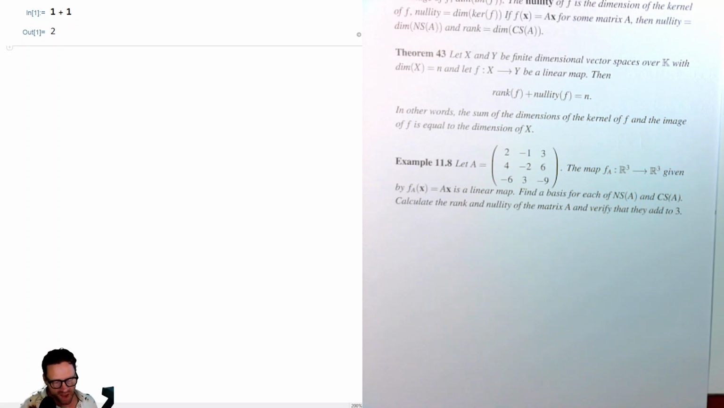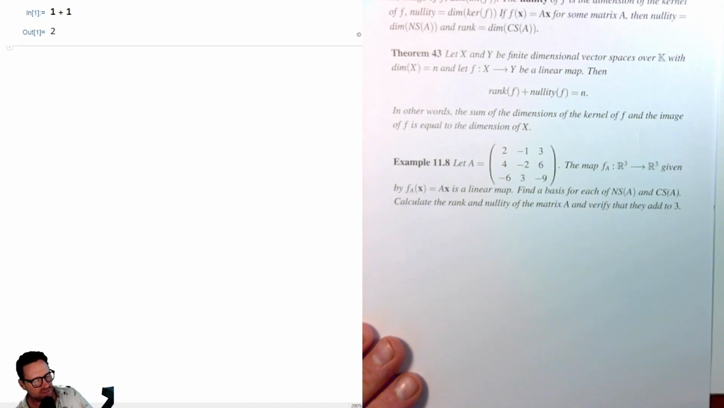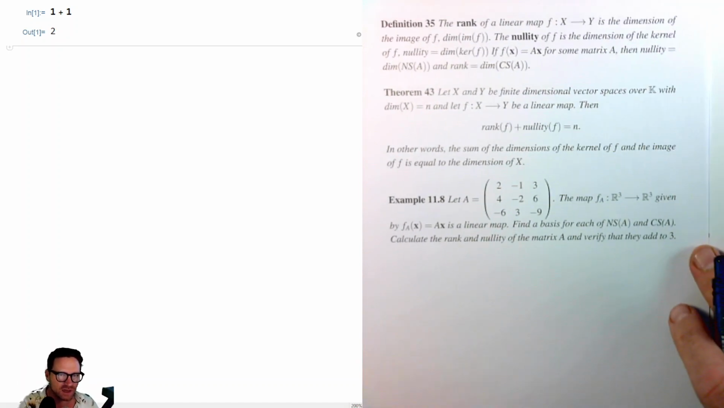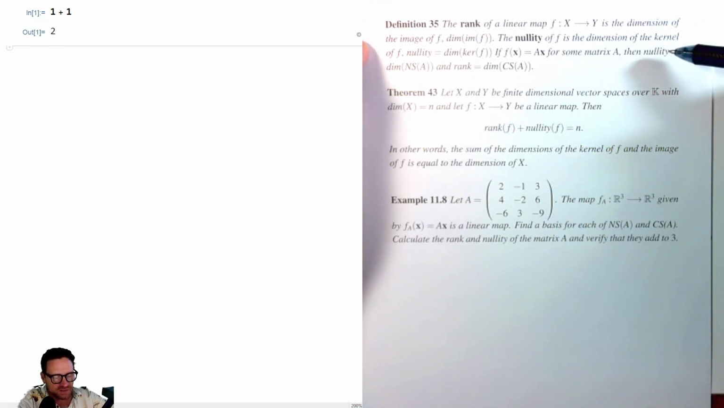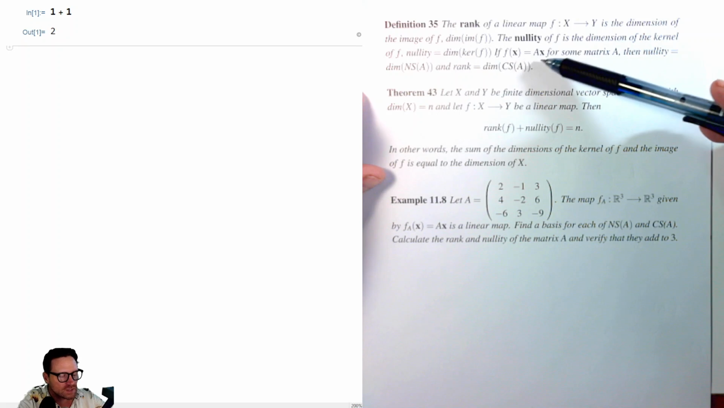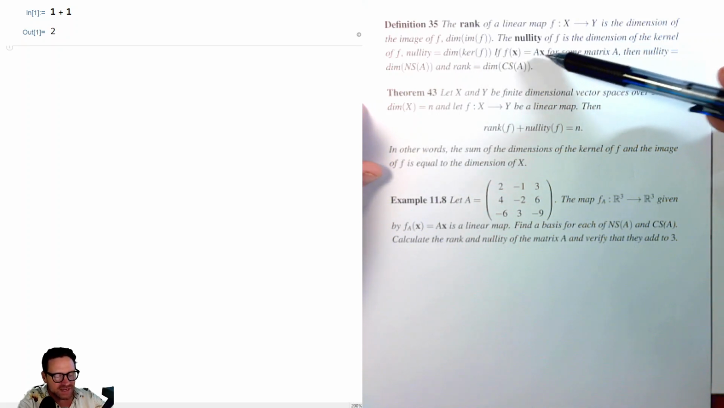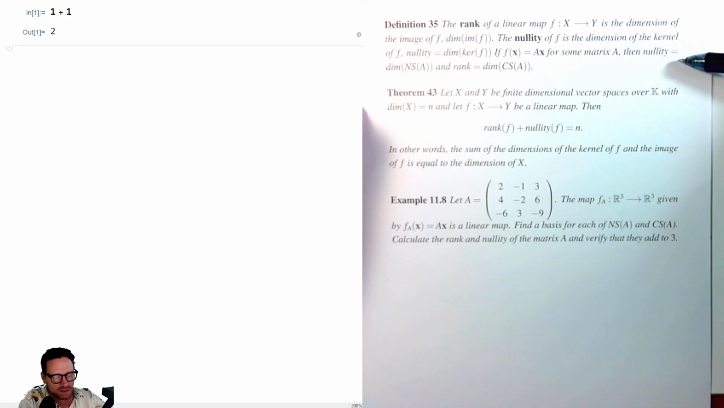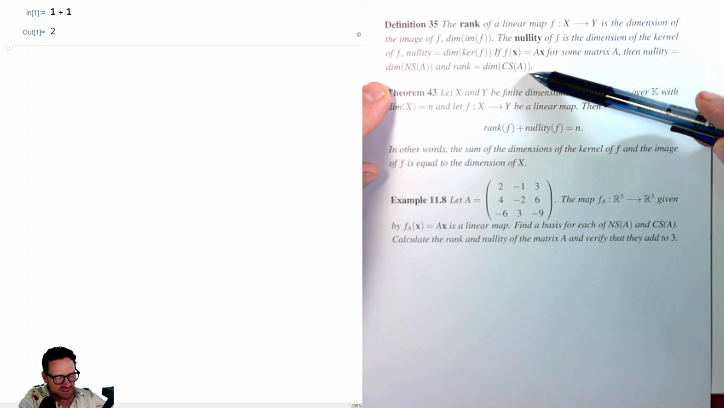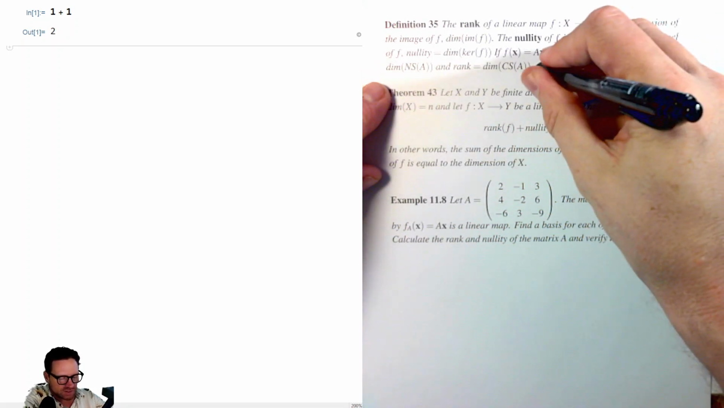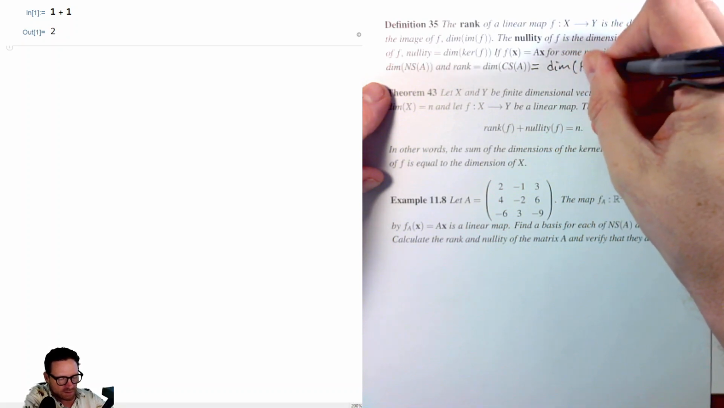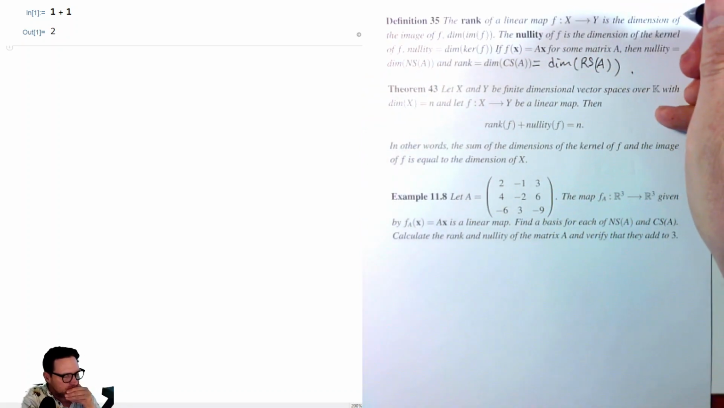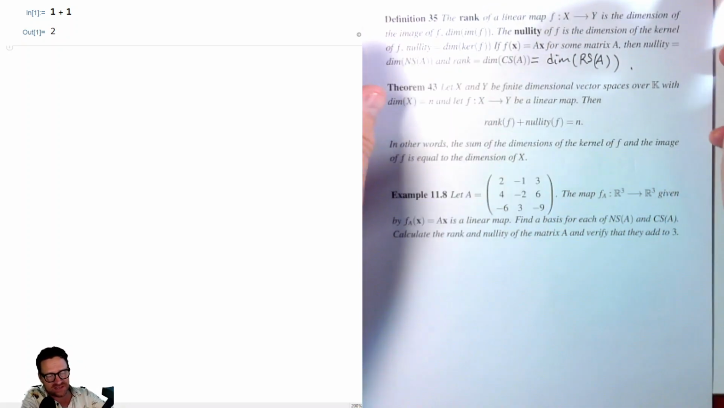Definition 35. The rank of a linear map f is the dimension of the image of f. The nullity of f is the dimension of the kernel of f. If f of x is equal to A times x for some matrix A, then the nullity is equal to the dimension of the null space, and the rank is the dimension of the column space, also equal to the dimension of the row space of A. Because the row space and the column space have the same dimension.